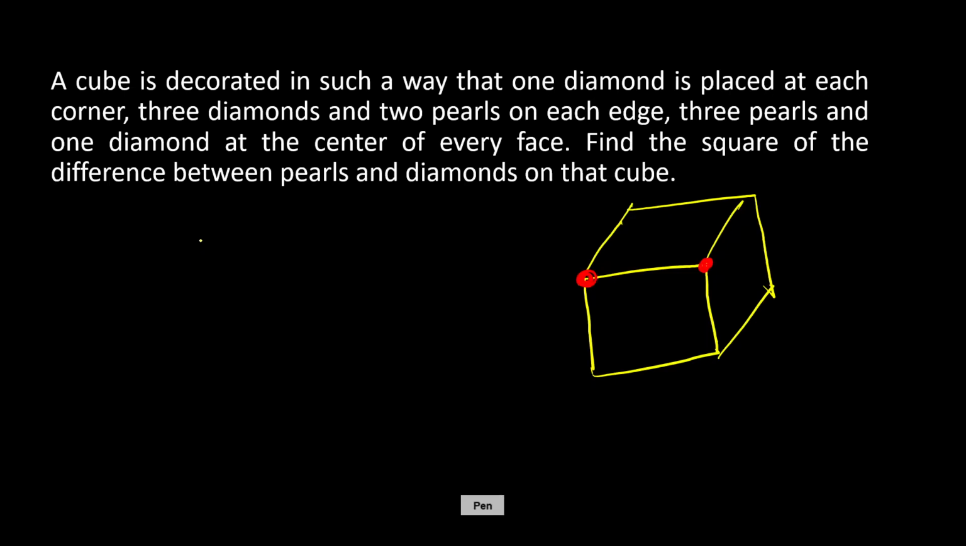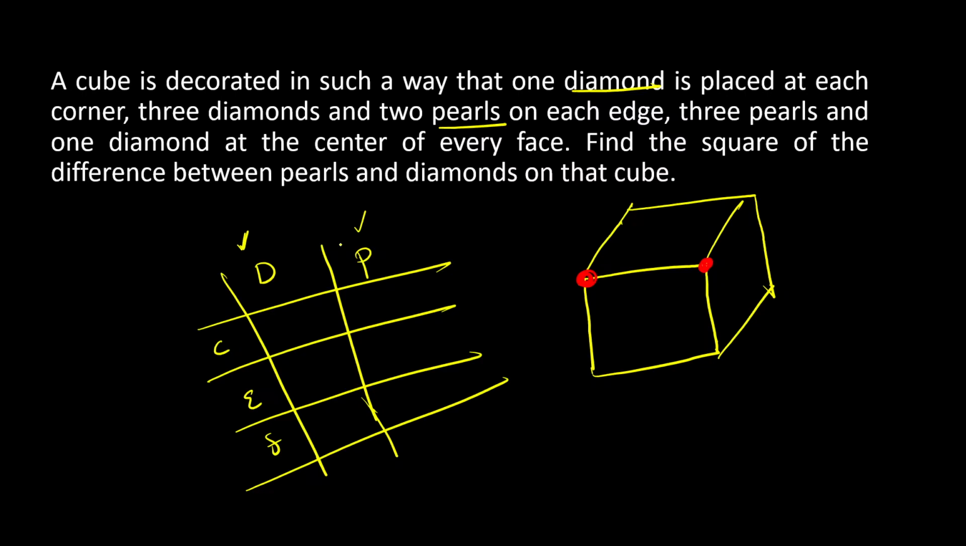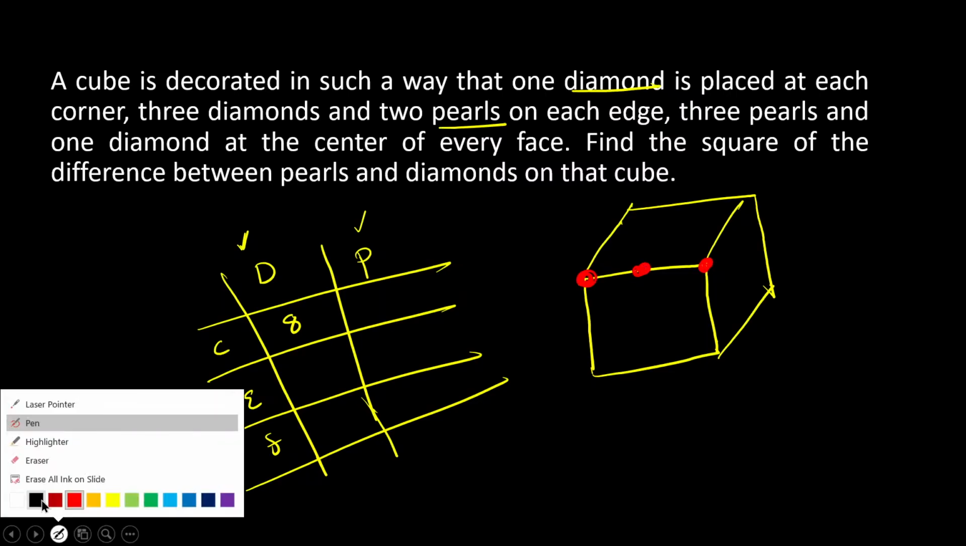so in this question, I noticed one more thing here. So cube is decorated with diamonds as well as pearls. Diamonds as well as pearls. Corner, edges, faces. So let us calculate diamonds separately and pearls apart from diamonds. Now, one diamond is placed at each corner. So as far as corners are concerned, you will observe 8 diamonds, 3 diamonds and 2 pearls on each edge. Let's understand this. 3 diamonds and 2 pearls.